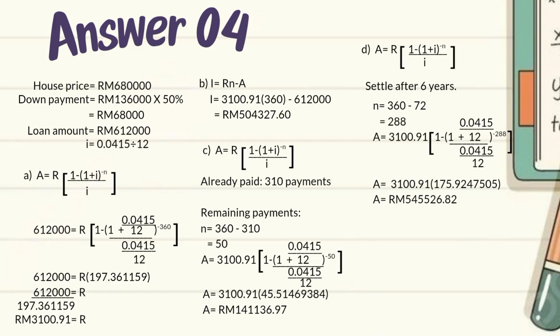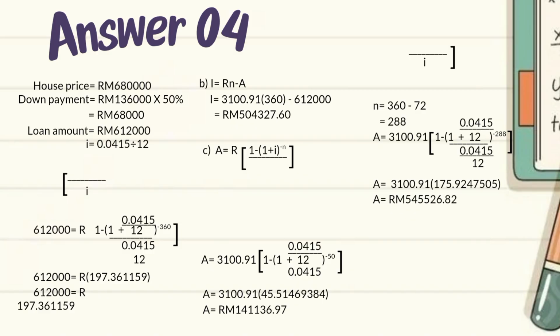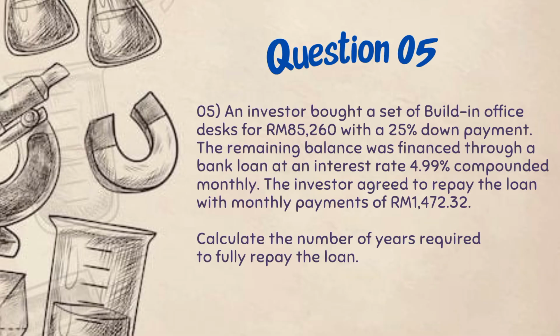So the calculation is A equals 3,100.91, open bracket 1 minus open bracket 1 plus 0.045 over 12 close bracket to the power of negative 288, over 0.045 over 12 close bracket. So the answer of A is RM 545,526.82.